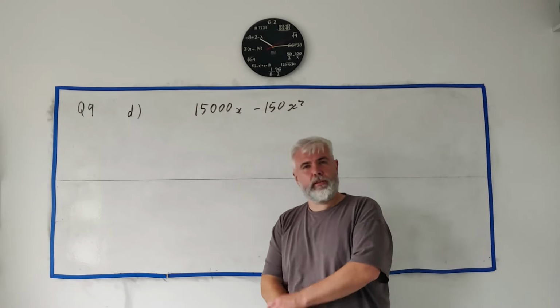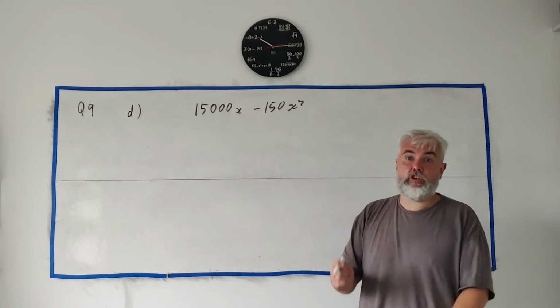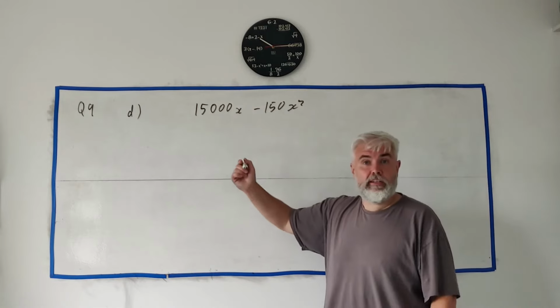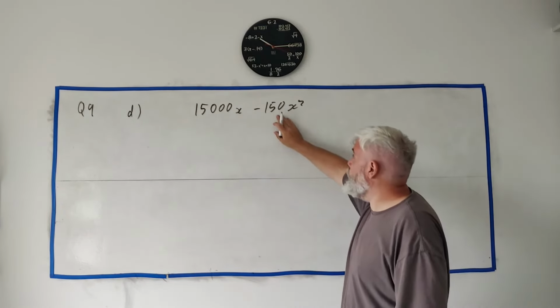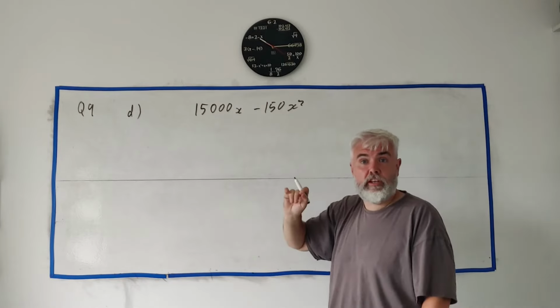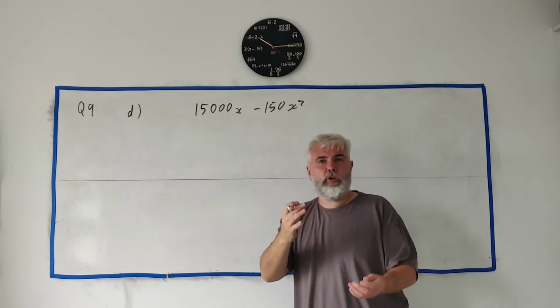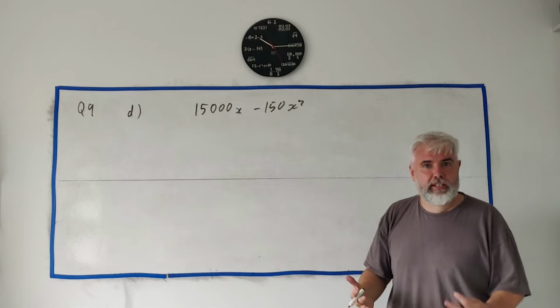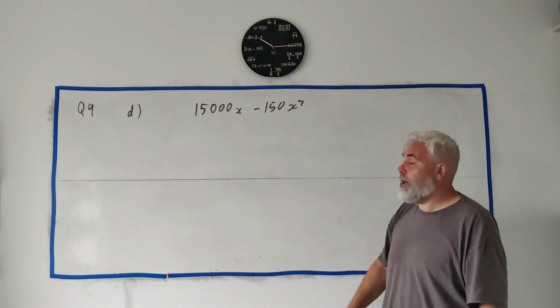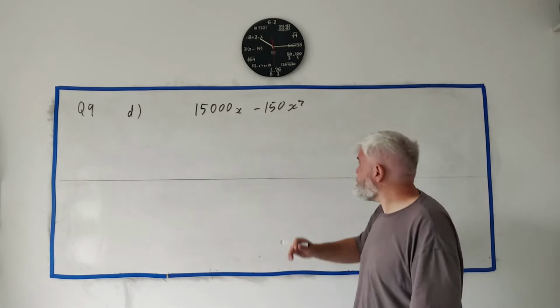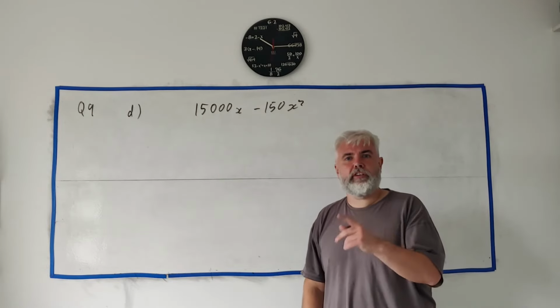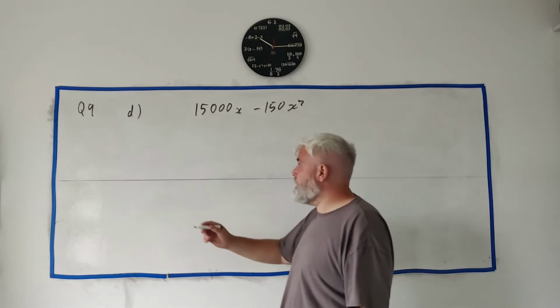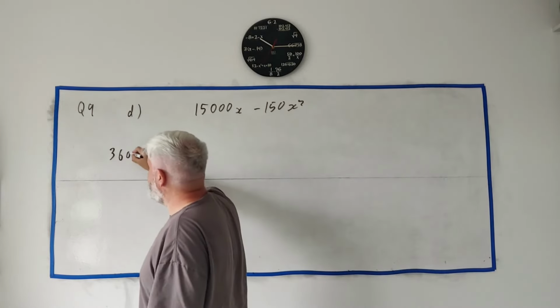Okay, for part D, we'll continue with the concerts, but this is a new concert and it's a new model. They tell us that 15,000x minus 150x squared will be how much ticket sales. That's how much money they'll make at this concert. And x is the price of the ticket. So they tell us then for this concert, they did actually make 360,000.